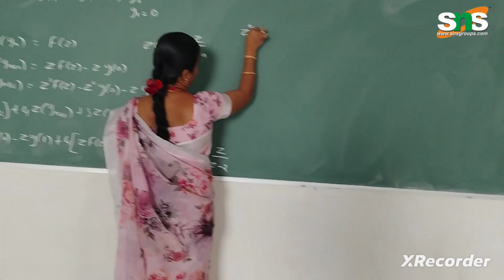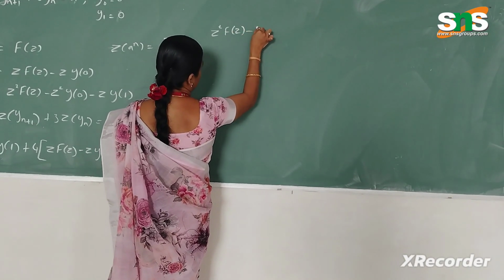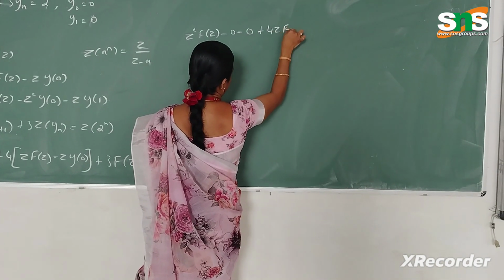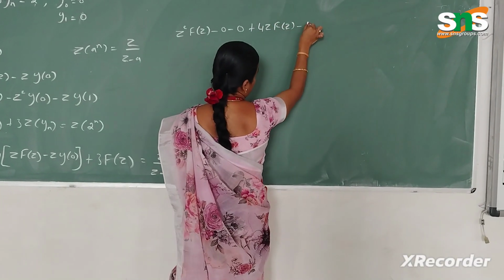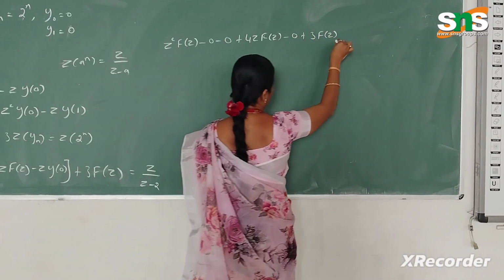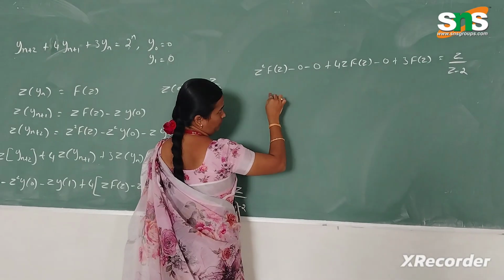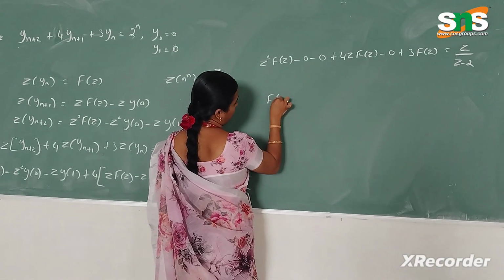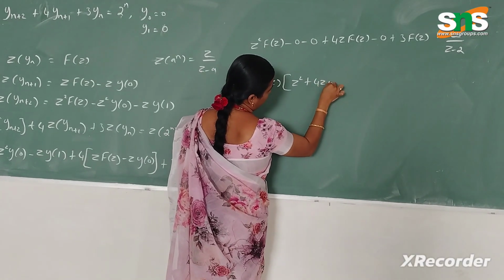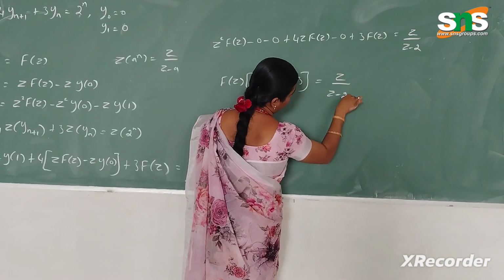Therefore z square into F of z. So next answer is 0. Z of y of n also 0, plus 4z into F of z. So remaining term 0. Then 3 into F of z is equal to z by z minus 2. Now simplify this term. So here F of z is common. Take outside F of z into, so first z square plus 4z plus 3. So your right answer is z by z minus 2.